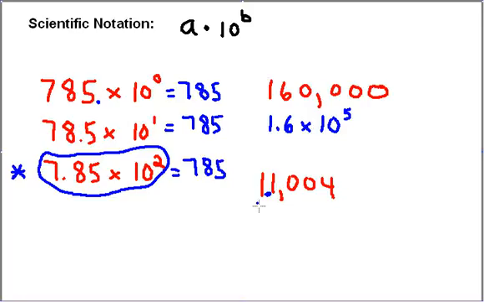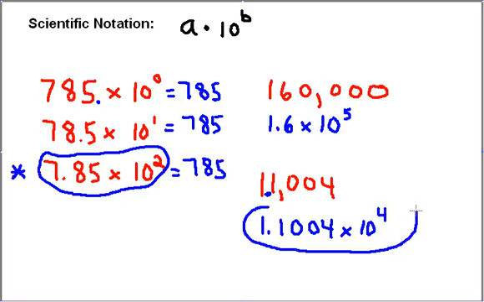1.1004 is greater than 1 and less than 10. So that satisfies that portion of the scientific notation. But I also now have to multiply it by a power of 10. Well, how many places to the left did we have to move our decimal place? We had to move it 1, 2, 3, 4. That then means that we're going to be multiplying by 10 to that 4th power. This is 11,004 rewritten in scientific notation: 1.1004 times 10 to the 4th. And as a reminder, what is 10 to the 4th? 10 to the 4th is 10,000. 1.1004 times 10,000 is 11,004.